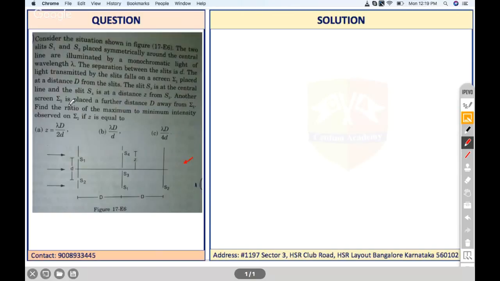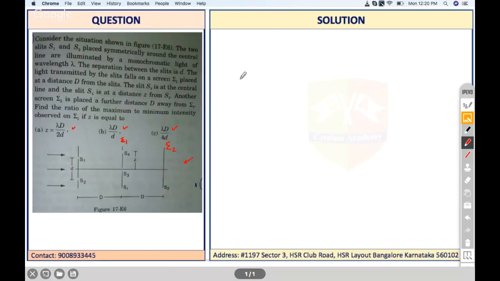Another screen is placed at a further distance capital D from sigma 1. So this is, let's say, sigma 1 and this is sigma 2. Find the ratio of maximum to minimum intensity observed on sigma 2 for the given values of Z. So as a function of Z, basically, I need to find the intensity on sigma 2.